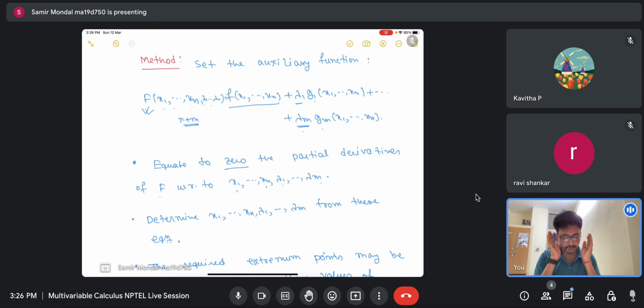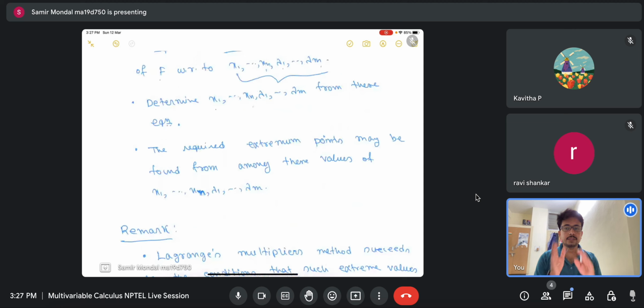You have to first find the partial derivative of f with respect to those variables, and after that you have to equate to 0. Then we'll find the values of x1 up to xn, lambda 1 up to lambda m, from this equation. So from this you have to find the extrema points.